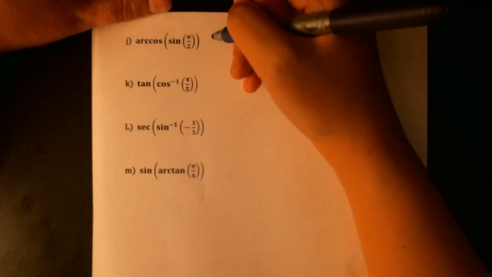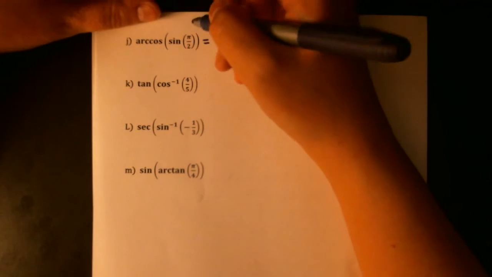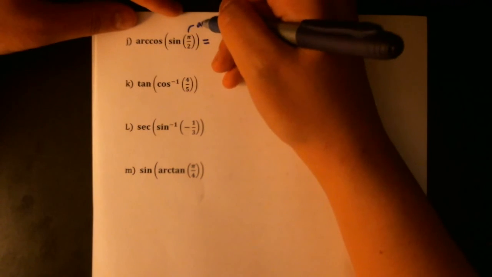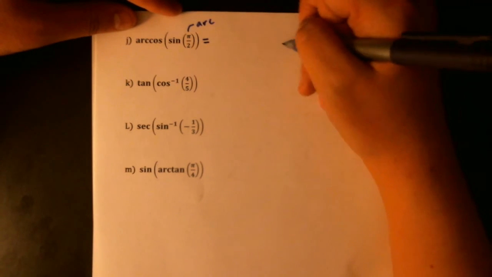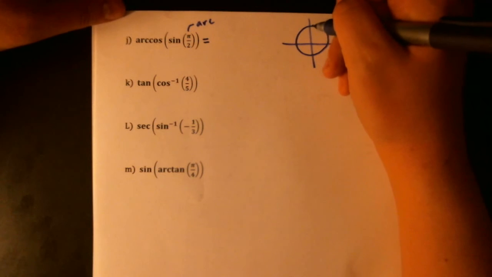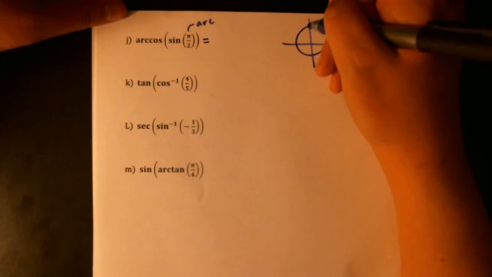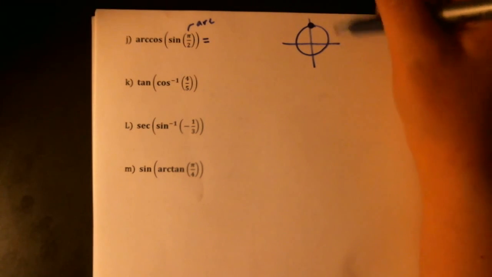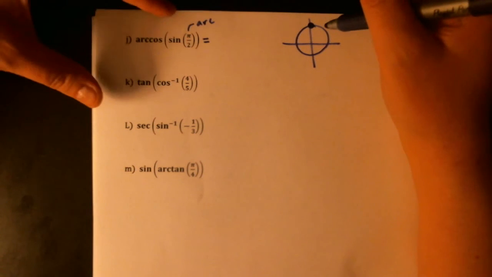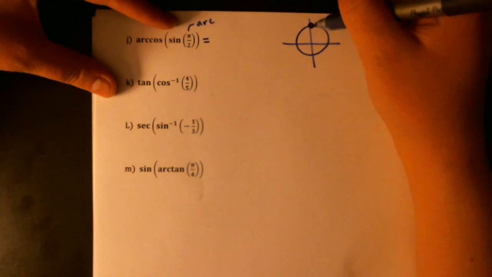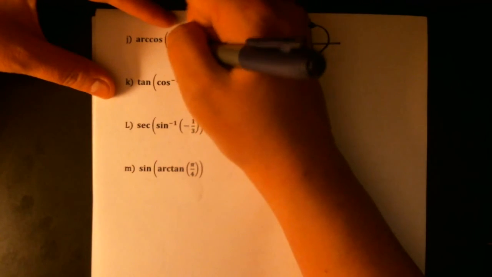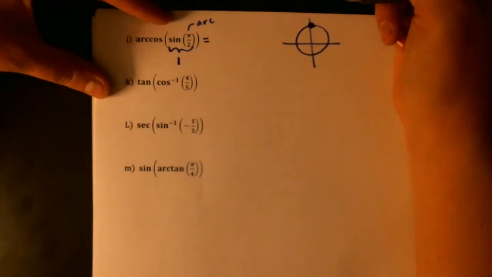Okay, so we have arc cosine of sine of pi over 2. So sine inputs arc length, which means I'm picturing an arc length of pi over 2, which is right smack at the top of the circle. So again, not ambiguous at all. That's exactly where I am. And sine will want to know what is your y coordinate. So at that point, my y value equals 1.